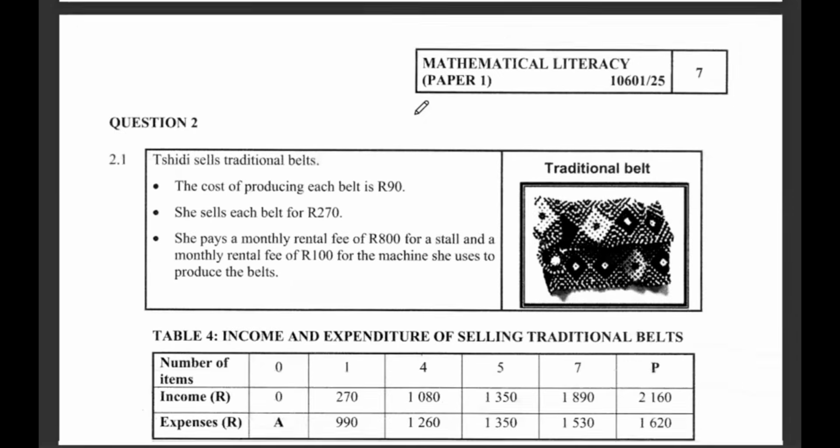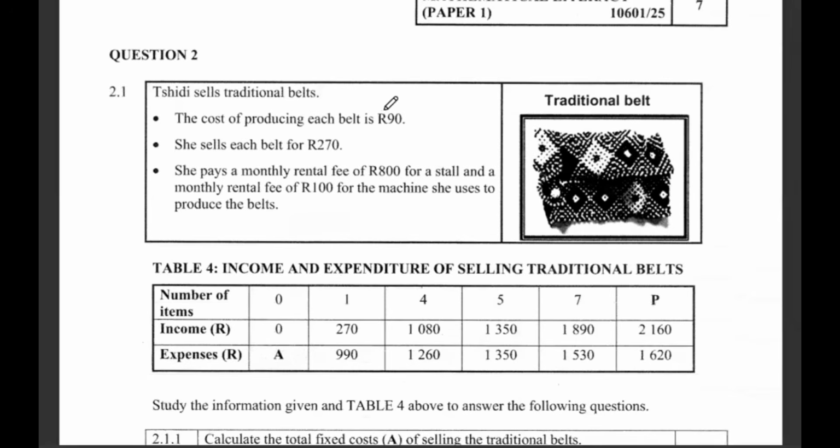Question number 2, they're telling us that TD sells traditional belts, okay? The cost of producing each belt or one belt is 90 Rand. She sells each belt for 270. She has to pay monthly rental. Remember now, this monthly rental is more like a fixed cost. The stall and then the monthly rental fee for the machine, this is also a fixed cost. This 90 is a variable cost. This is the selling price.